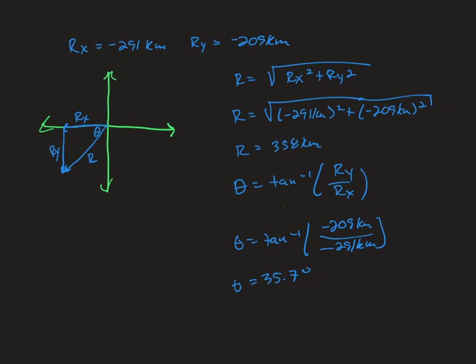And since the angle sweeps out from the negative x-axis to the hypotenuse, we're going to say that our reference point is the negative x-axis, so it's going to be 35.7 degrees below the negative x-axis.